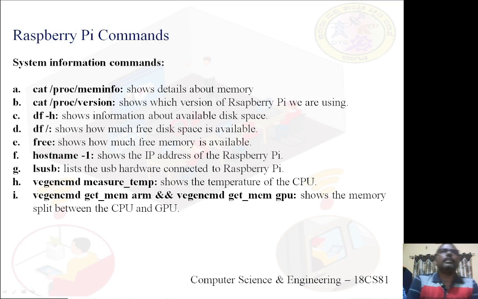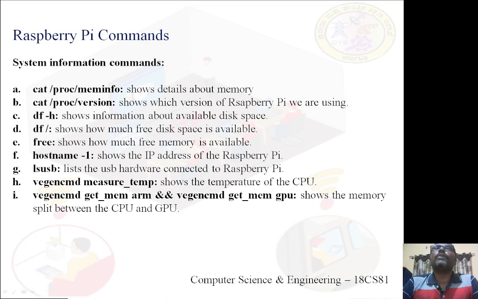cat, I said, displays the content of a file. Here in this case I have shown cat /proc/meminfo, which shows the details about memory. Next, cat /proc/version shows which version of Raspberry Pi we are using.